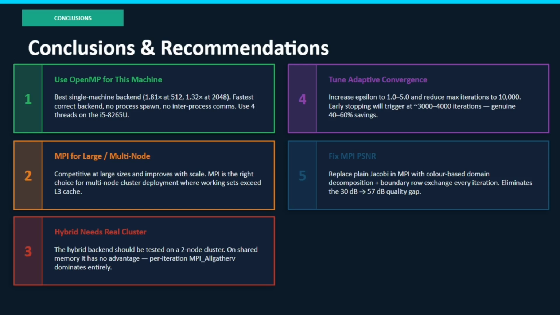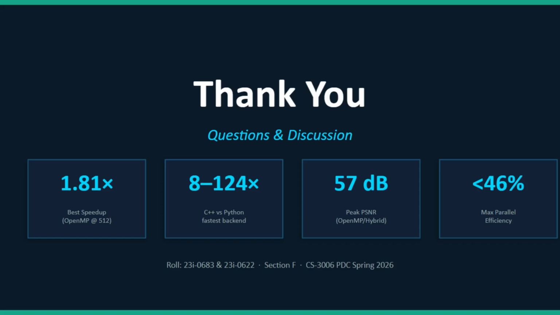And now the epsilon, the EPS value should be loosened from 0.01. It should be from 1 to 1.5, so that the early stopping actually triggers and saves us some time. And at the last, we have fixing the MPI convergence, which is we can essentially swap plain Jacobi iterations with a Gauss-Seidel scheme, so that the MPI produces the same quality output as OpenMP without needing twice the iterations.